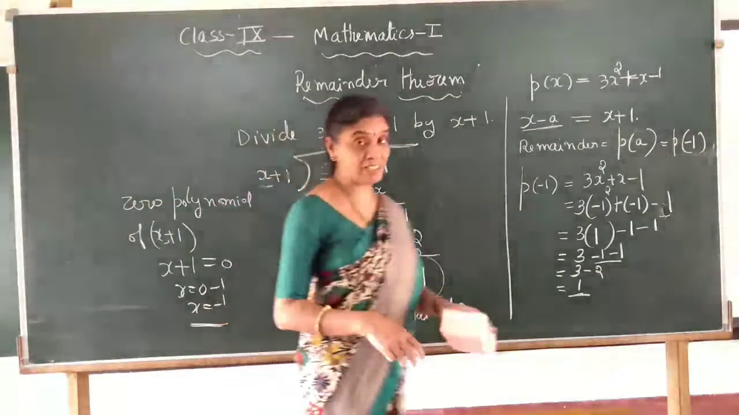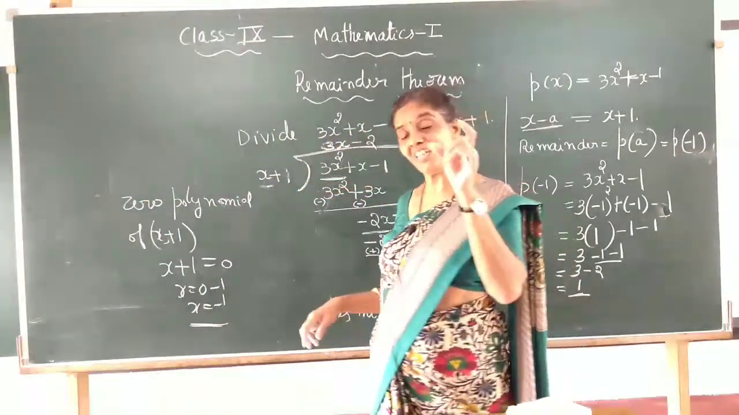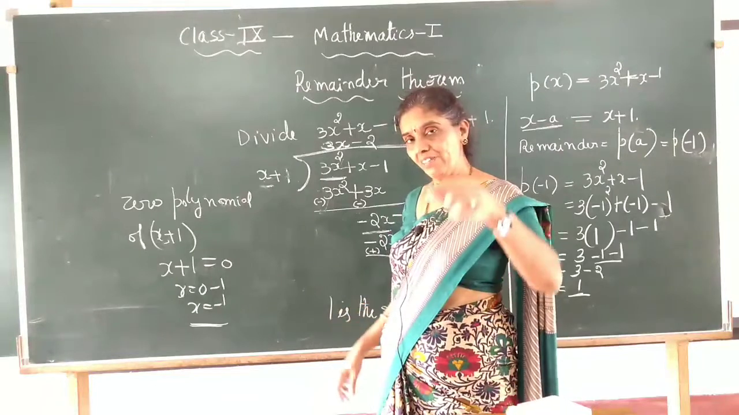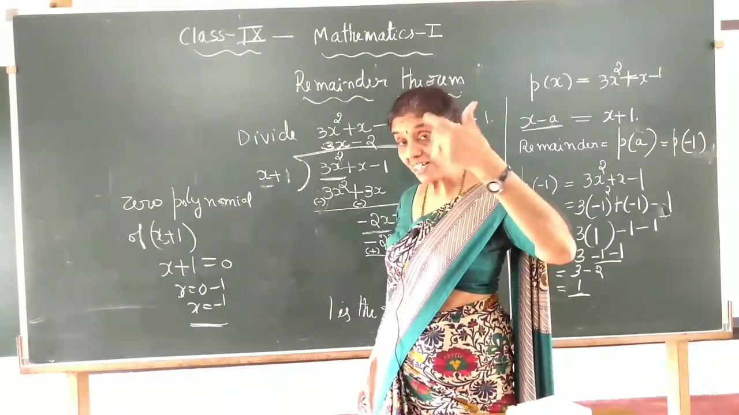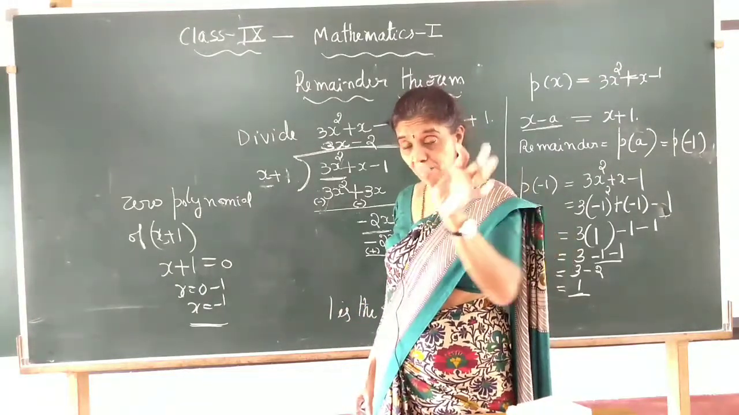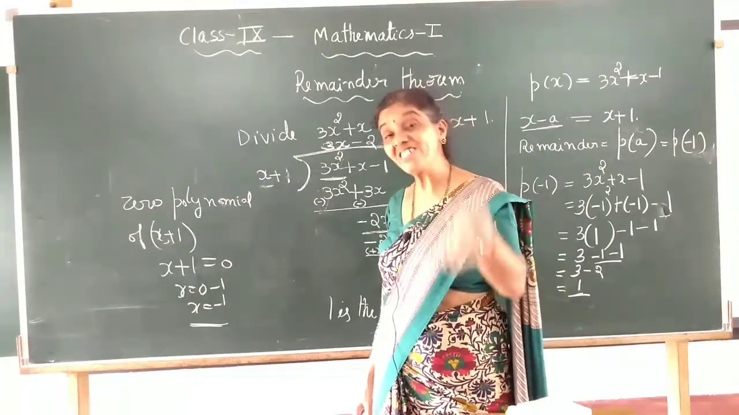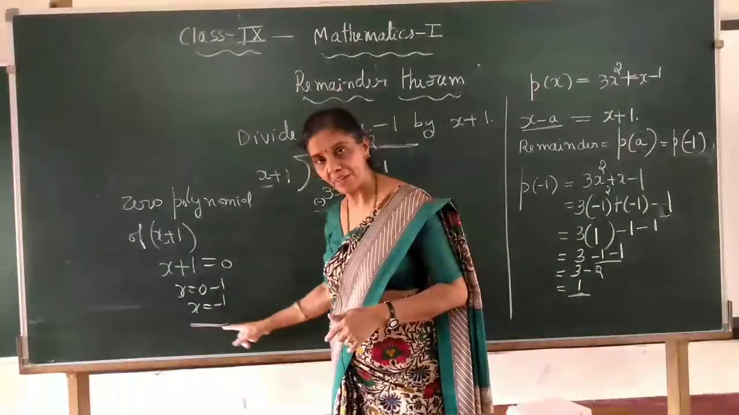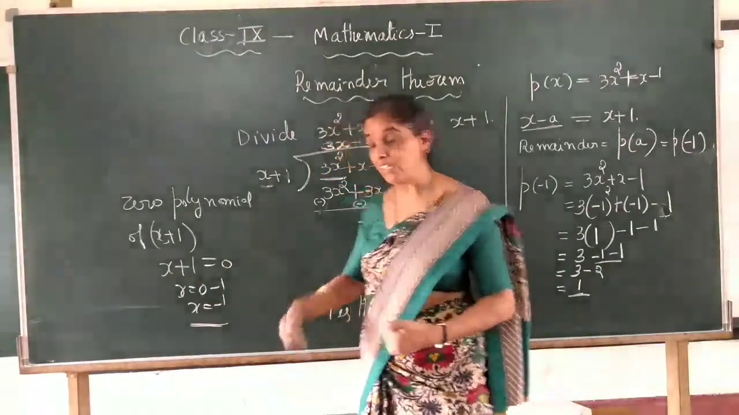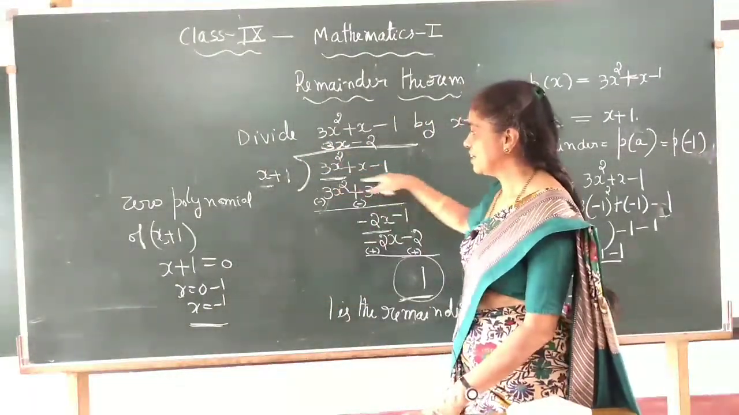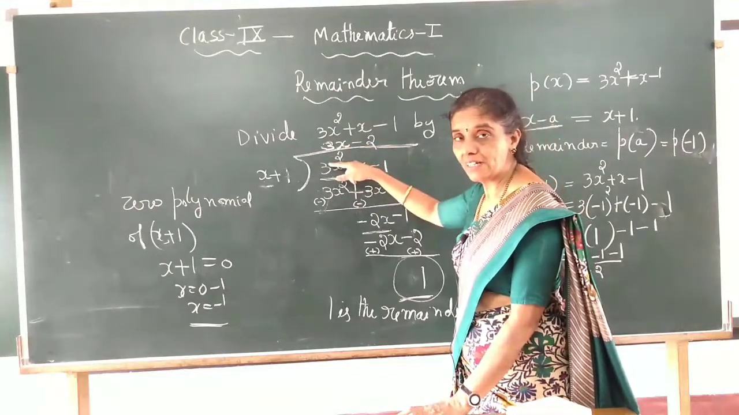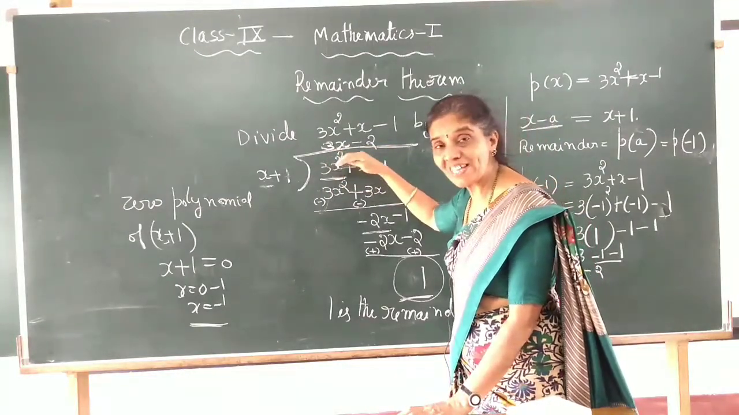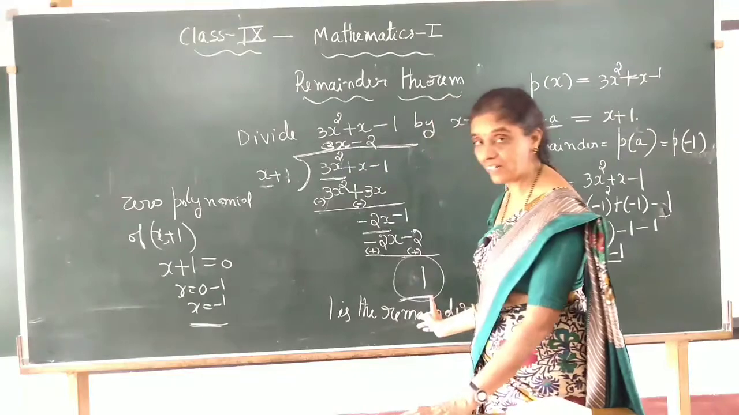That is why I have taken minus 1. What is the actual meaning? When you take the divisor, whatever polynomial is taken for division, find the zero of that divisor polynomial, that value. So x will get some number. If you substitute that number in the dividend polynomial, then the value of this polynomial is nothing but the remainder you will get.